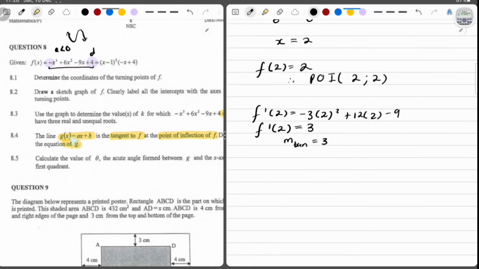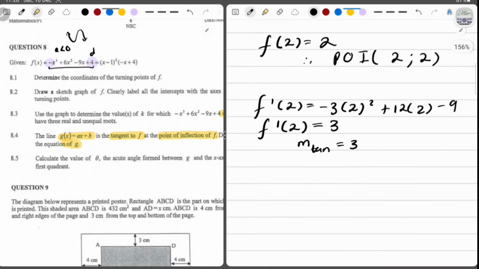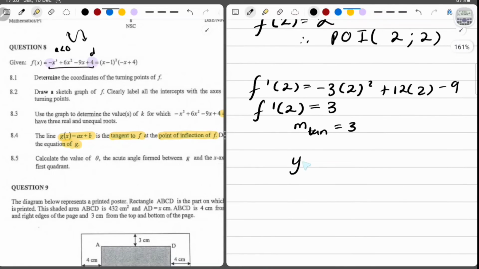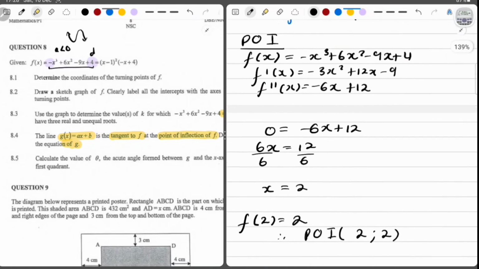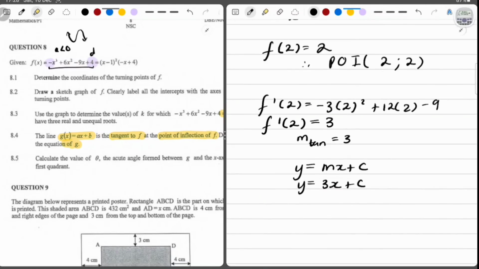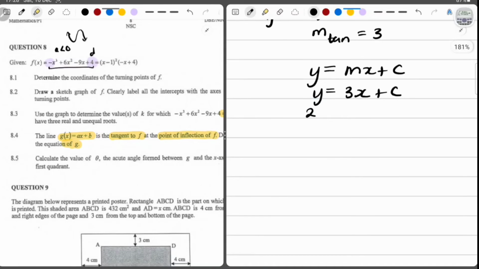So remember that g of x is equal to ax squared plus b. That is just a straight line. You can go ahead and find the equation of a straight line. So we're saying y is equal to mx plus c, and we know that our gradient is 3. So y is equal to 3x plus c. And now in order to find c, you need to substitute a point on that straight line, which is the point of inflection (2, 2) that is on the straight line. So we're going to just say 2 is equal to 3 times 2 plus c.